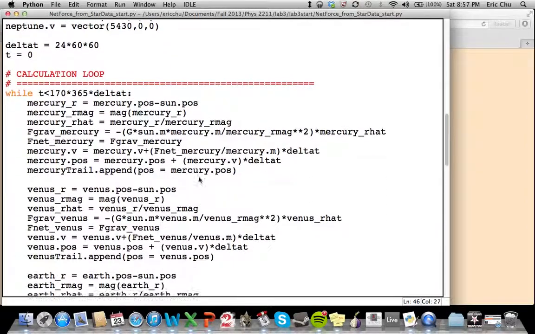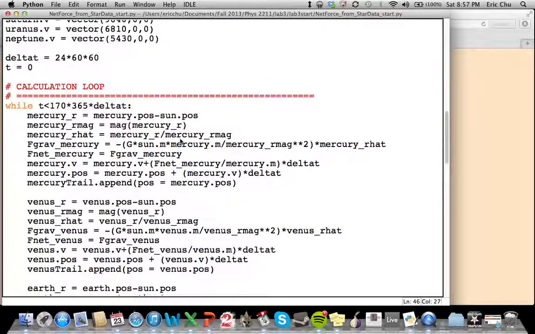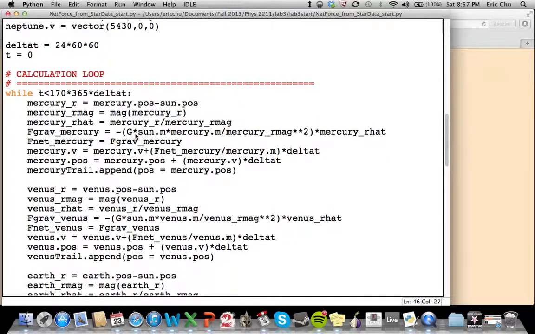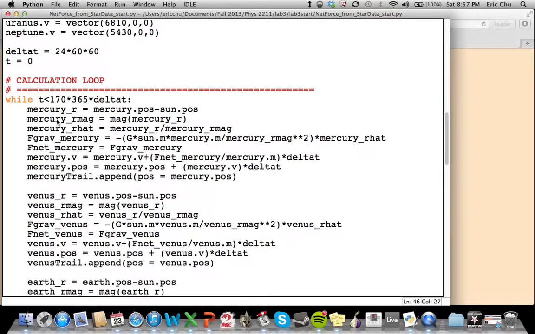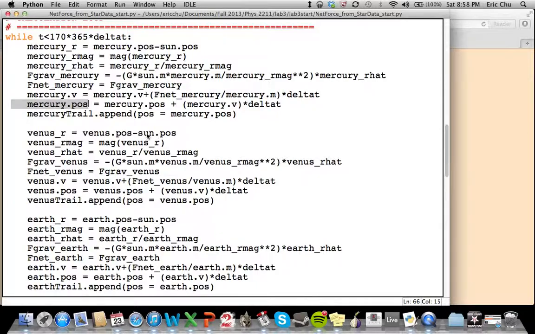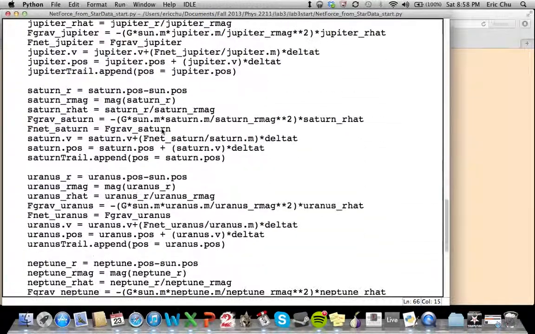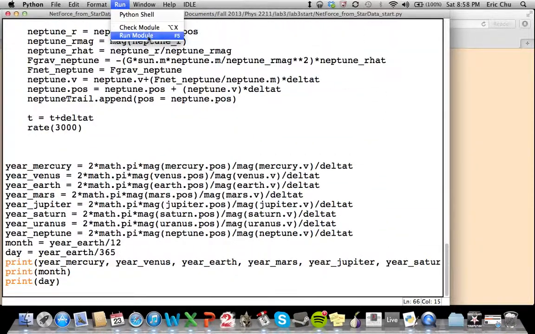So here's where we calculate the positions of our planets. For each planet, we have a block of code, and in each of these blocks, we will calculate the distance between the planet and the sun, use that distance to calculate Fgrav or Fnet, and then use that Fnet to update the velocity and the position. And then we're going to do this for each planet for each time interval. And here is what it looks like.